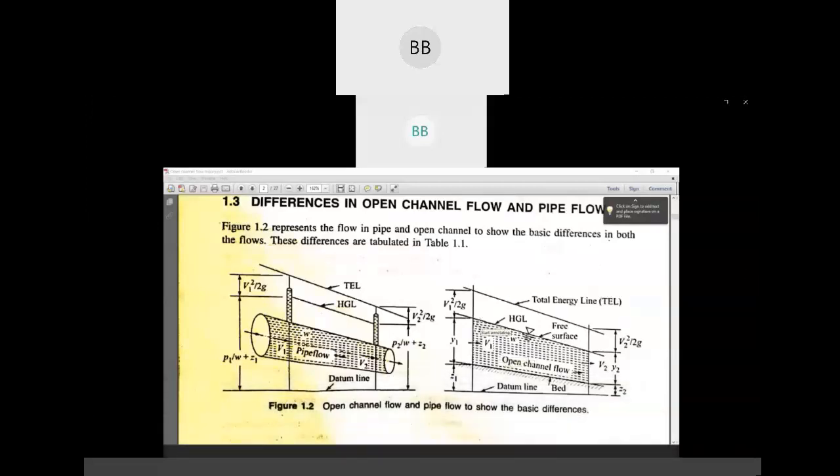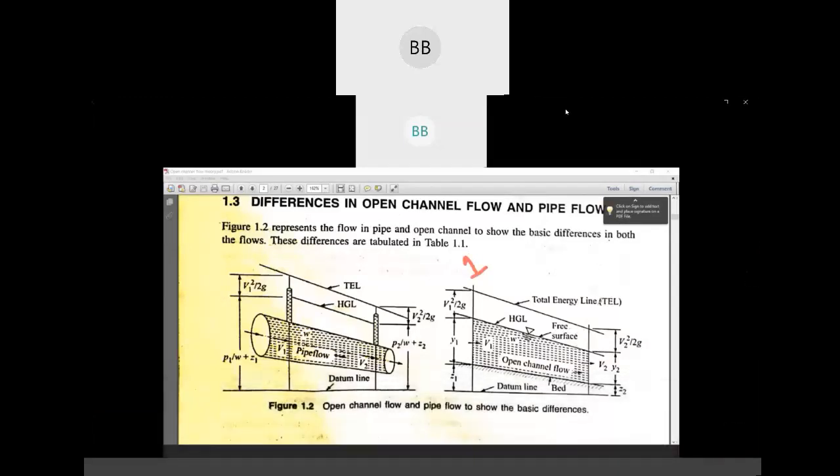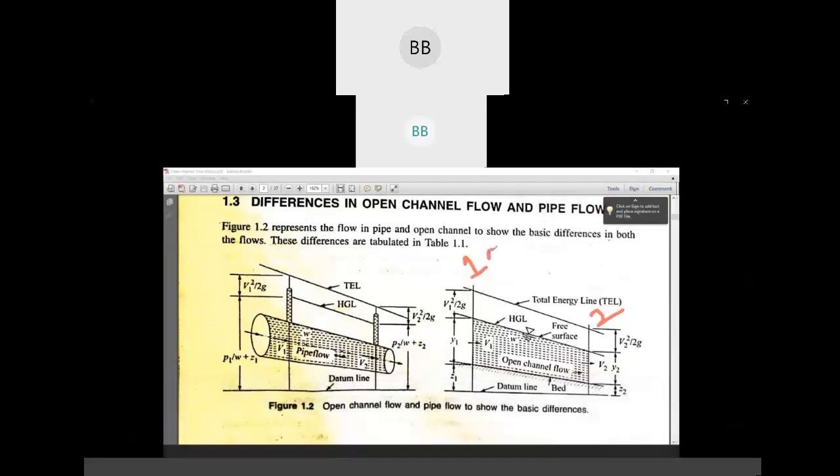So here we have considered two sections. Number 1 is in higher elevation, and section number 2 is in lower elevation. That's why the water is flowing from 1 to 2. Here the RL of 1 is higher than the RL of 2, so that's how water is flowing.